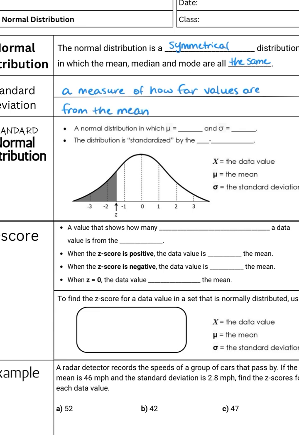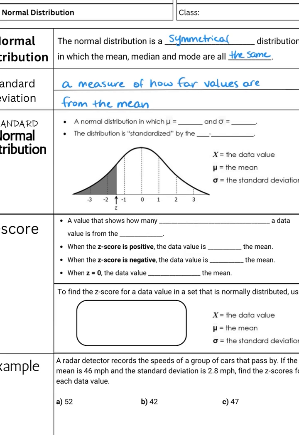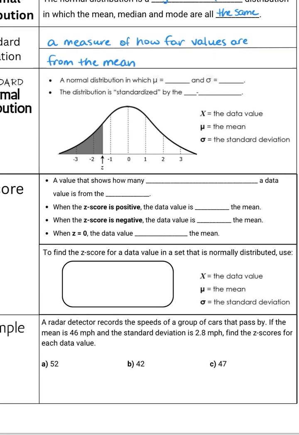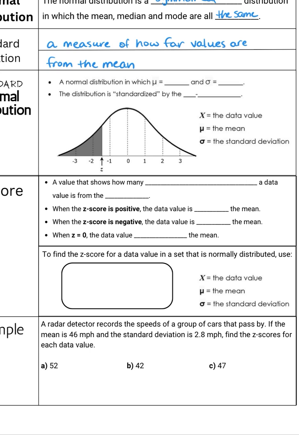So is it above the mean? Is it below the mean? And how far? So what we do is we have a standard normal distribution in which mu is the mean. So this is the mean. The mean is 0, right down the center, right here. And sigma is the standard deviation. The standard deviation is 1.